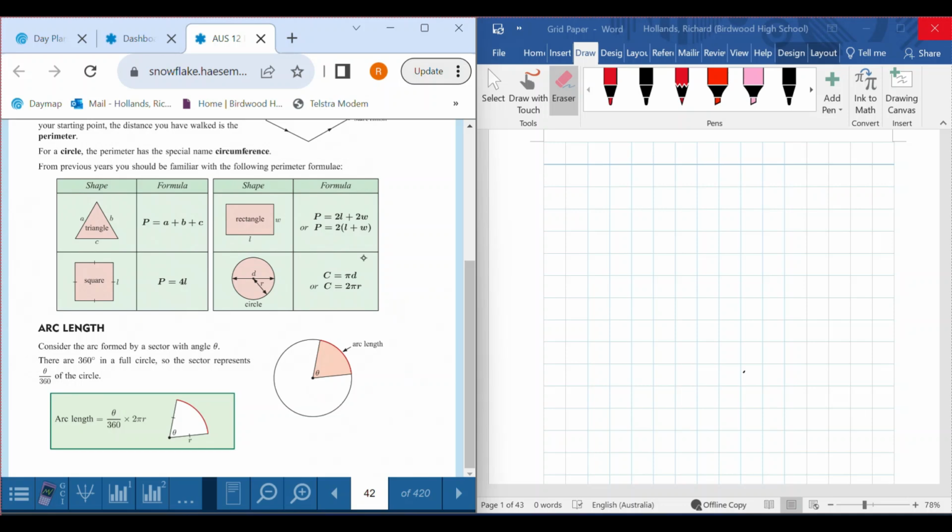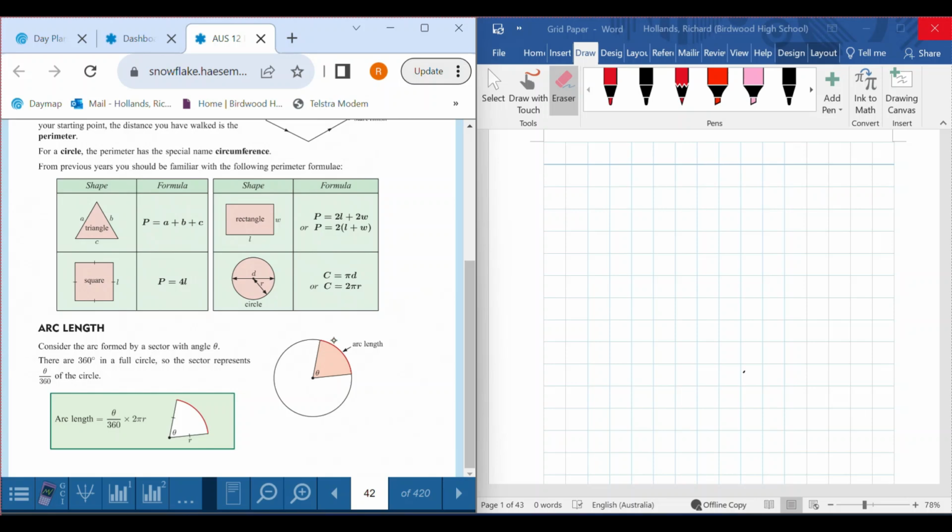The two that I want to stick out for you are the circumference of a circle and then an arc length. Firstly, with the circumference, it's either circumference equals pi times diameter, remember diameter is that end to end of a circle, or circumference equals 2 pi r, and r is just from the middle of the circle out to the end.